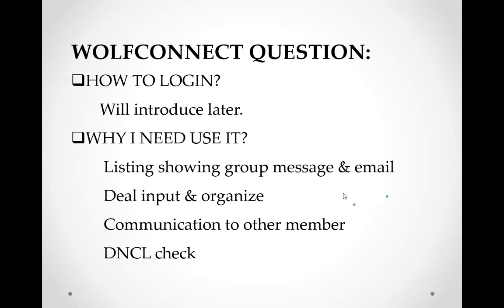If you are the listing agent, you want to find out how many people showed your listing. Who is that agent? What is the email address? What is the cell phone number? If I want to send a group email or group message, how can I send it? So that's why we need to use WOLFCONNECT. Next one is deal input, because every deal you have to enter in the WOLFCONNECT system. Next one is communication with other members, and also do-not-call list check. For our agents, I think it is mostly used for the listing showings, how many people showed the property, the activities.